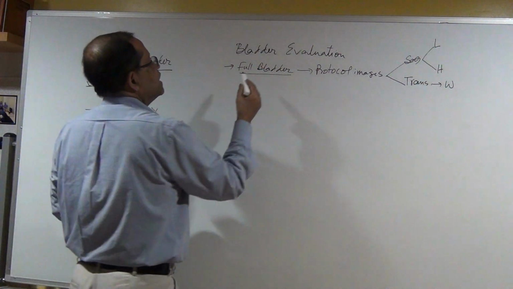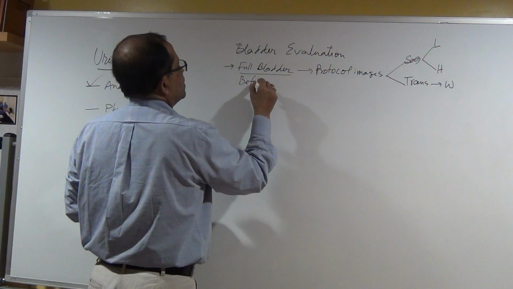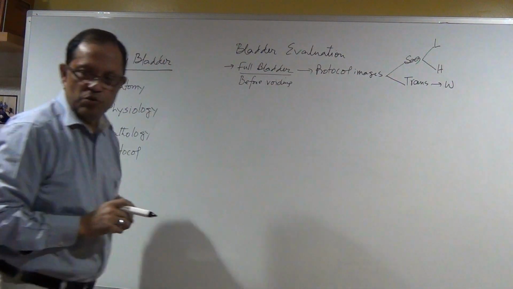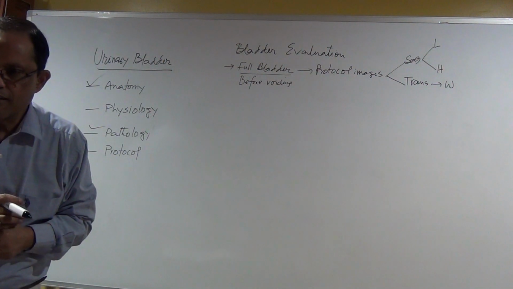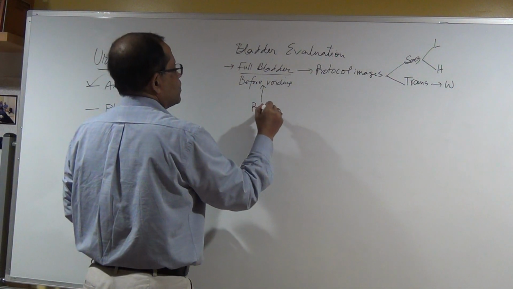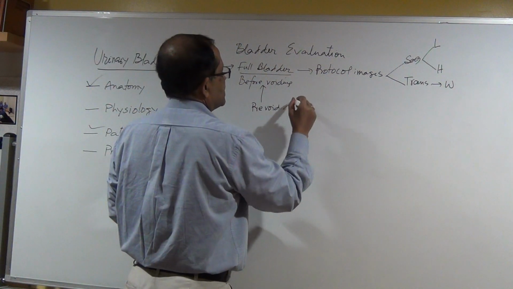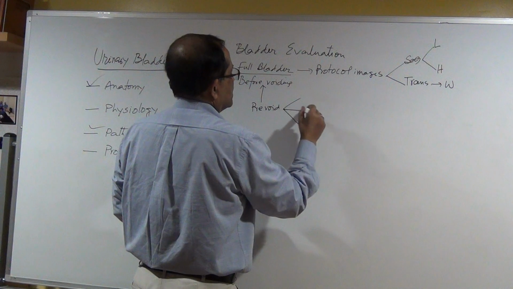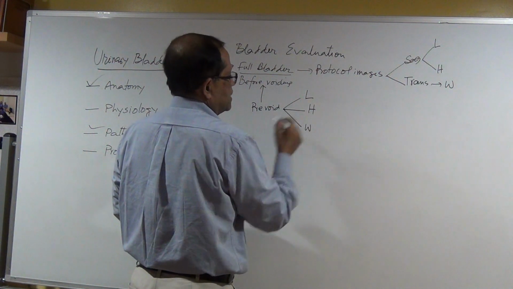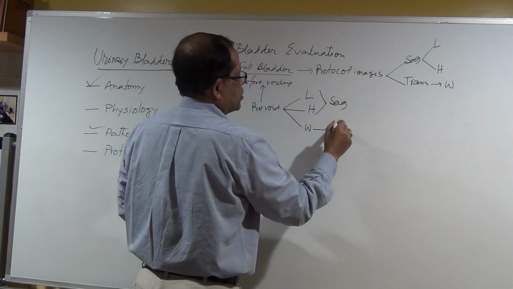Full bladder, I will say, before voiding. Before voiding, can we say pre-void? Yes. Before voiding means pre-void. So we need pre-void length, height and width. This length and height we will get in sagittal view, width in transverse view.